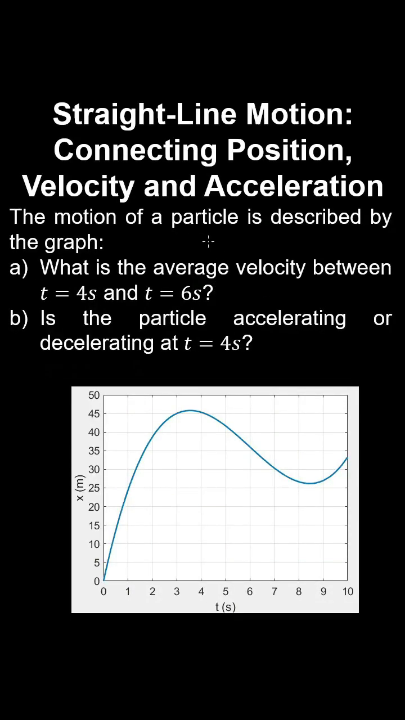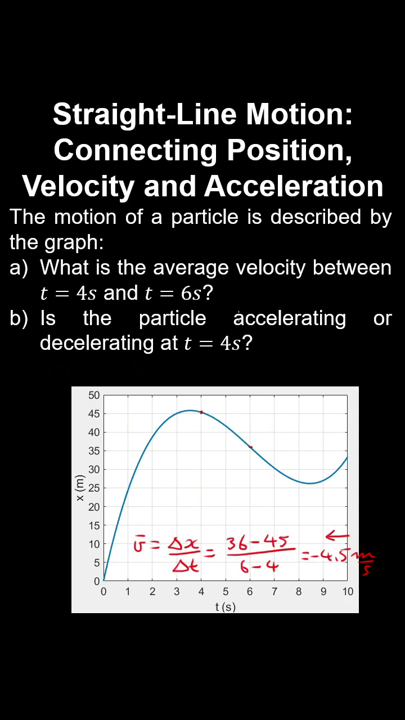The motion of a particle is described by the following position time graph, and what's the average velocity between 4 and 6 seconds? So the average velocity is the change in position, or displacement, over the change in time. At 6 seconds, the particle's at 36 meters, and at 4 seconds it's at 45 meters. So the average velocity vector points left or west.